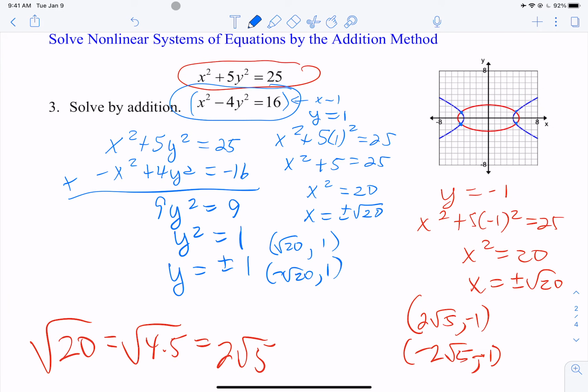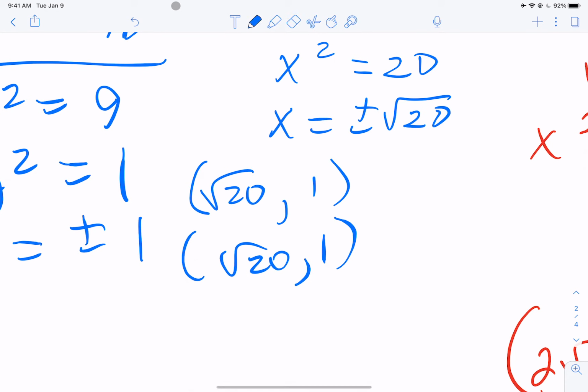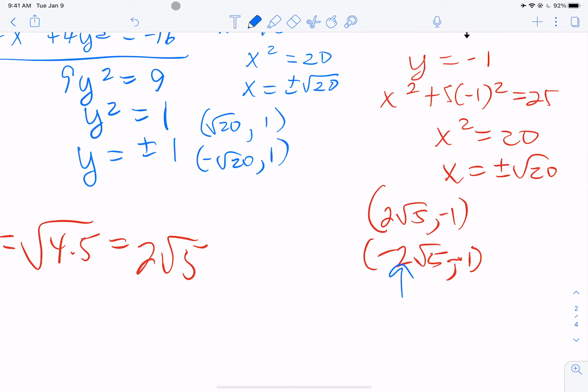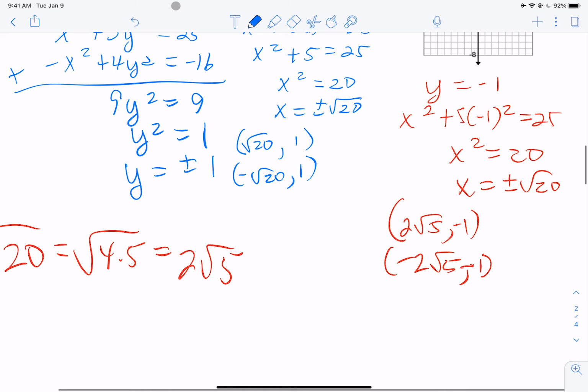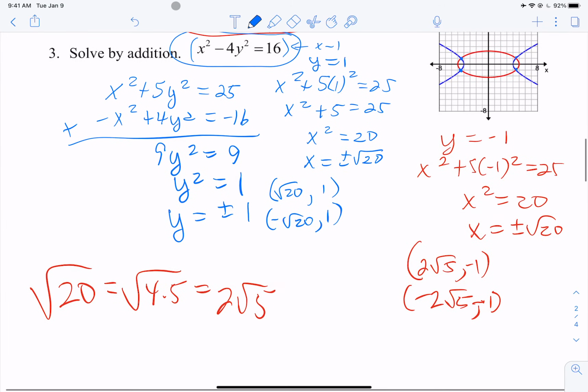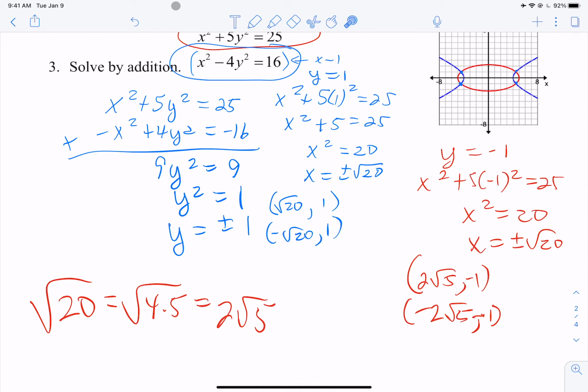Okay, so that one ended up with 4 solutions. Yes, so look what we got. We've got square root of 20 with 1, square root of 20 with negative 1, negative square root of 20 with 1, negative square root of 20 with negative 1. So we have them, they're a combination, but yes. It kind of depends on how you solved it, how they're going to pair up. But they should all be there. Did that make sense? So I plugged in a y value of 1 and got these points, then I plugged in a y value of negative 1, and I got those points.